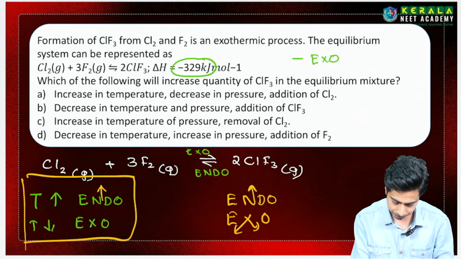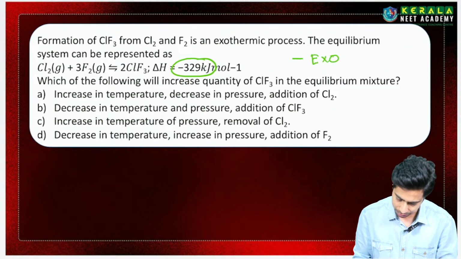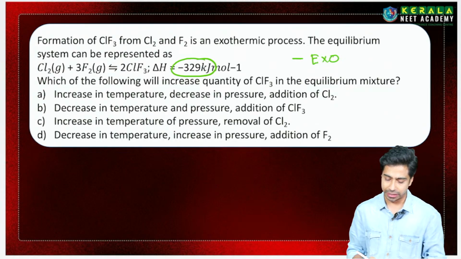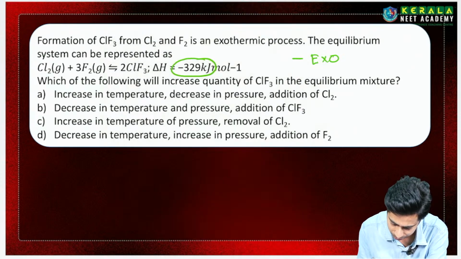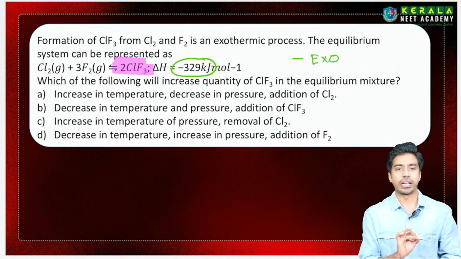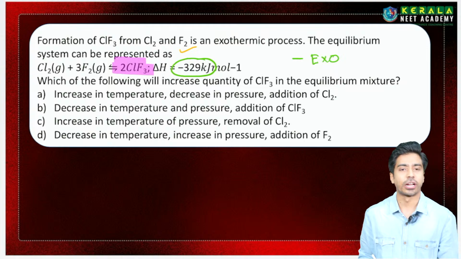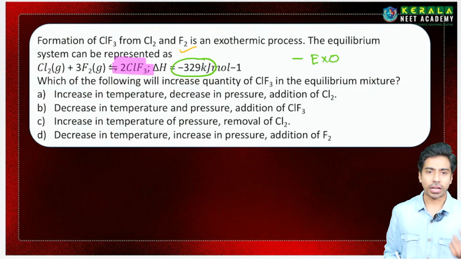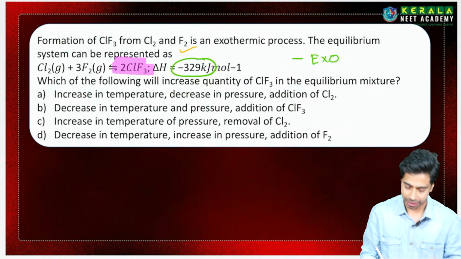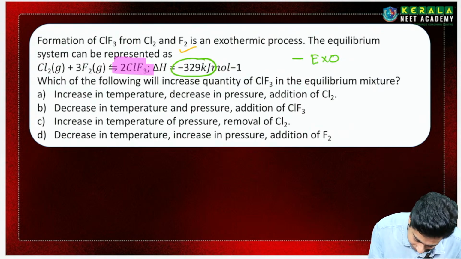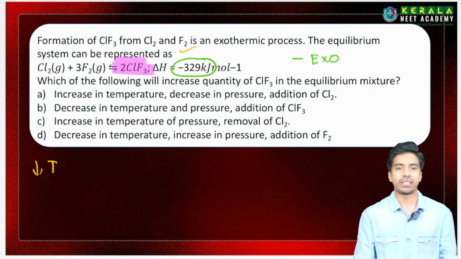Now listen here. Which of the following will increase the quantity of ClF3 in the equilibrium? That means in order to increase the quantity of ClF3, the reaction should take place in the forward direction. Forward direction means the exothermic direction. Exothermic direction means it should take place at low temperature. There should be a decrease in temperature. The first answer is decrease, because the reaction should take place towards exothermic.